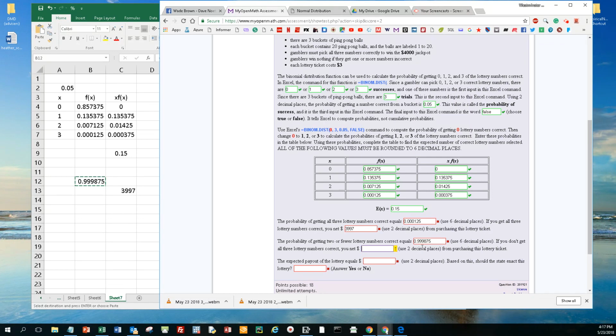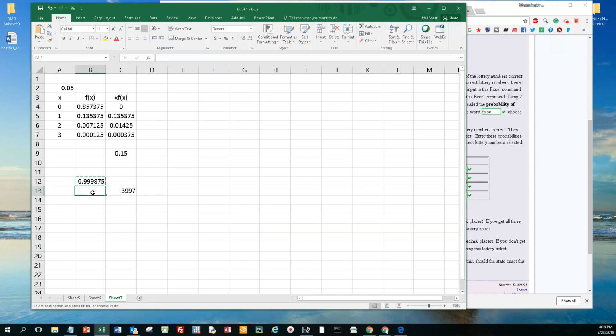If you don't get all 3 lottery numbers correct, what do you net? Well, you net a -3, right? Because you win $0, and 0 minus 3, the amount you had to pay to play, is -3. So here you win 0, and you had to pay $3 to play. And then the probability of winning, getting all 3 balls correct, is that. So this is if you win, and this is if you lose.